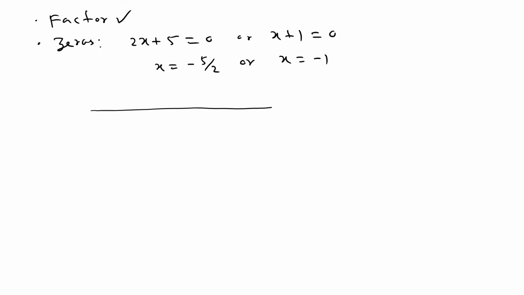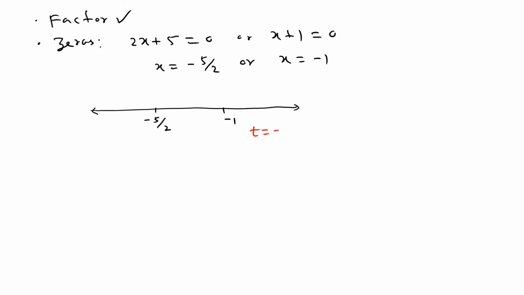So to find the zeros, we have 2x plus 5 equals 0, and on the bottom x plus 1 equals 0. This gives you x equals negative 5 halves, or x equals negative 1, and then we draw the sign diagram. We put these two numbers from smaller to larger, so this is negative 5 halves and negative 1, and then you can pick test points.